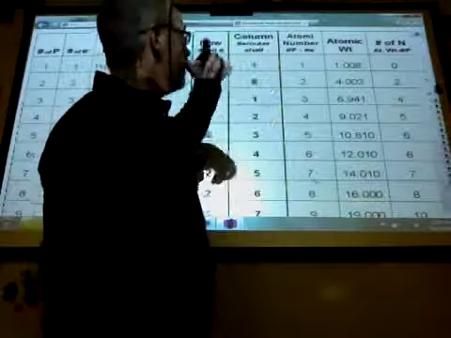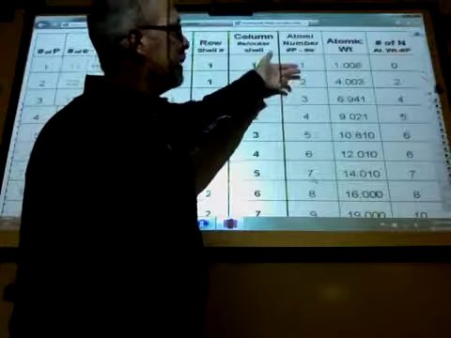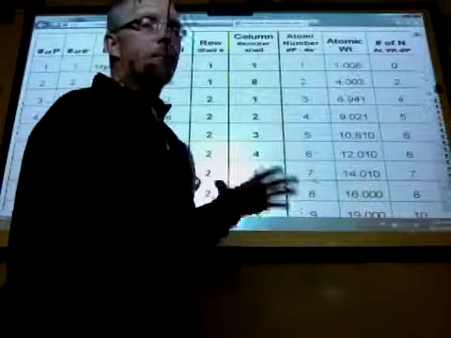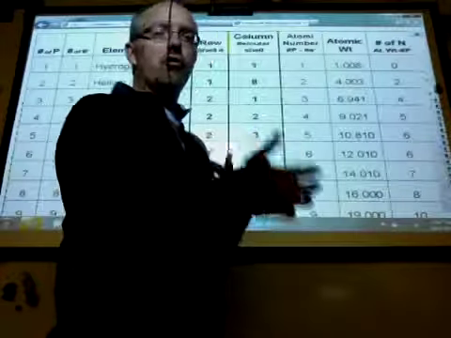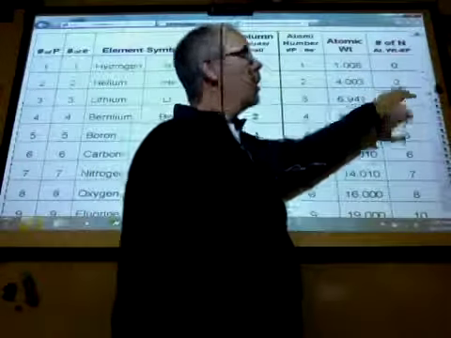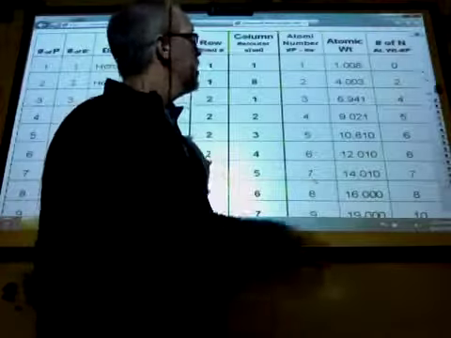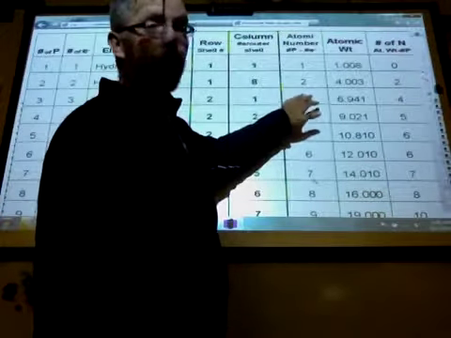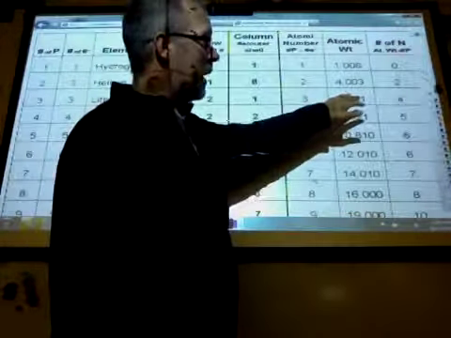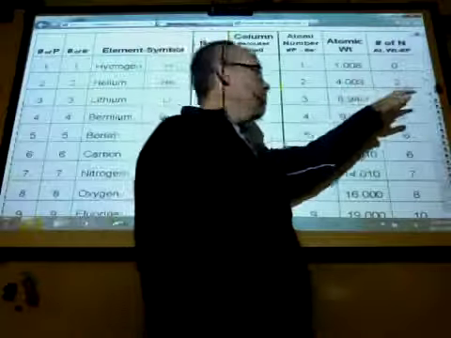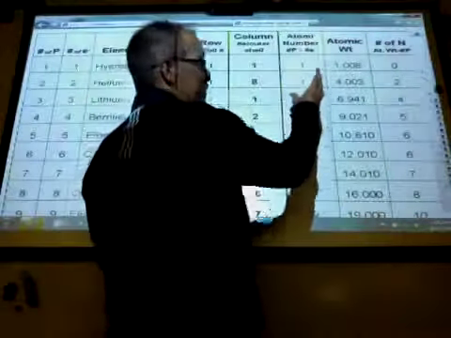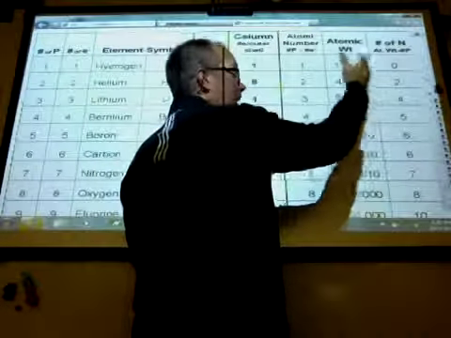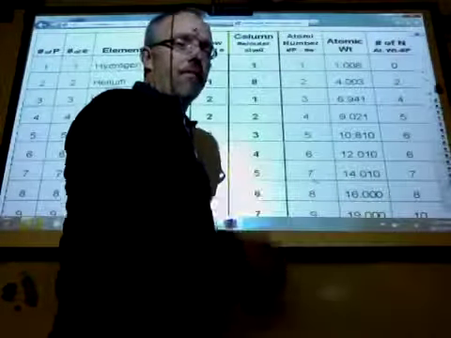As we move down the list, though, we get to helium, and helium has 2 protons, but the atomic weight of helium is generally 4. Well, those 2 missing pieces are generally 2 neutrons. As we go down, boron has 3. The weight is 6.9. Most of the time it has 4 neutrons in it. So the difference between the atomic mass and the atomic number is the number of neutrons.